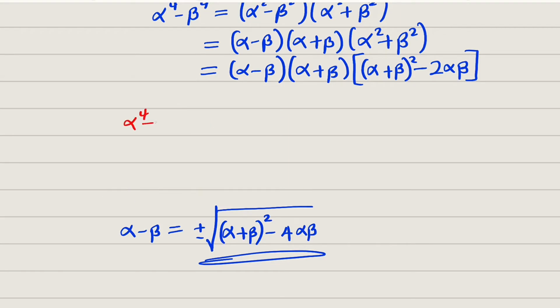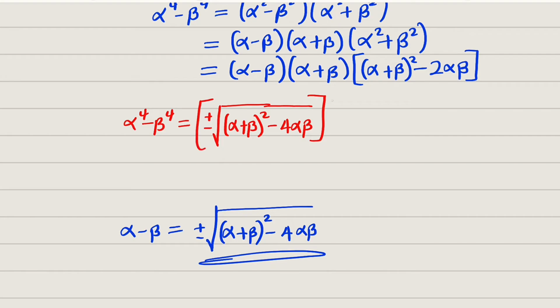Alpha to the power of 4 minus beta to the power of 4 is now equal to plus or minus the square root of alpha plus beta all squared minus 4 alpha beta, multiplied by alpha plus beta, multiplied by again alpha plus beta raised to the power of 2 minus 2 alpha beta.